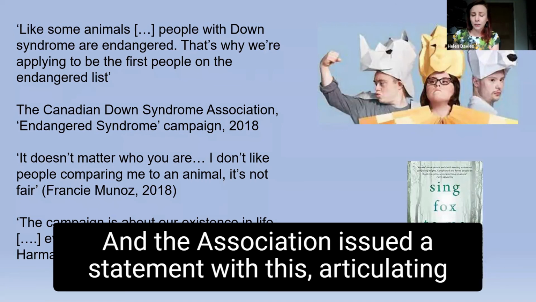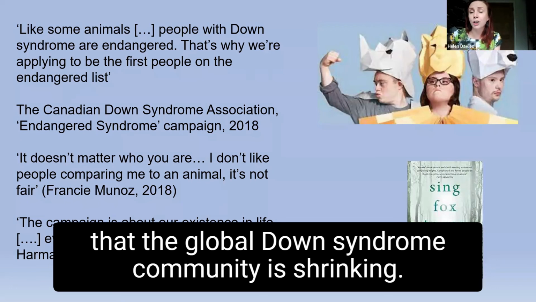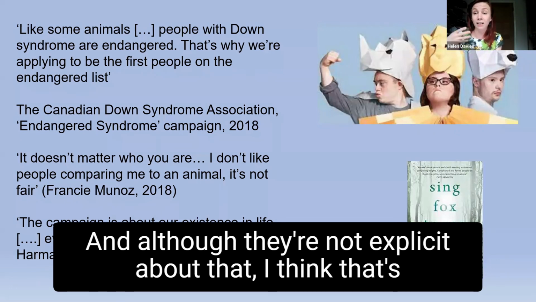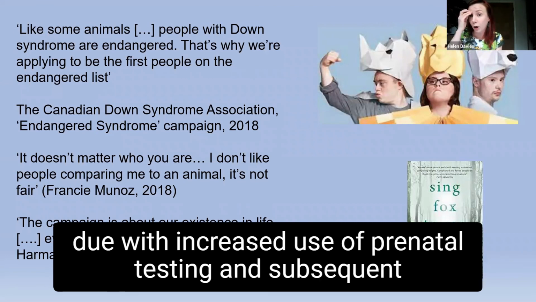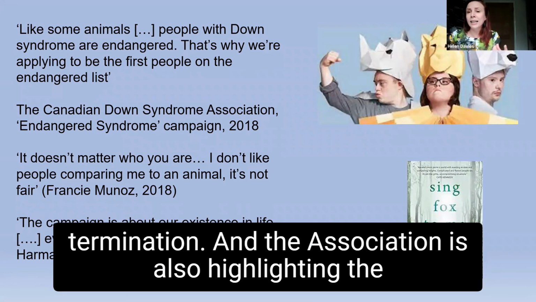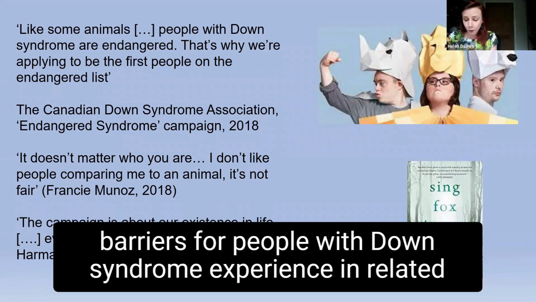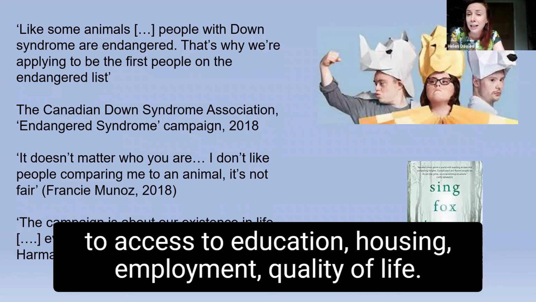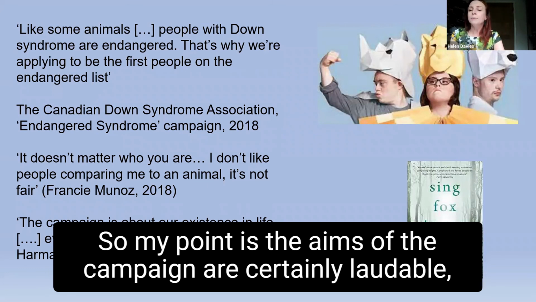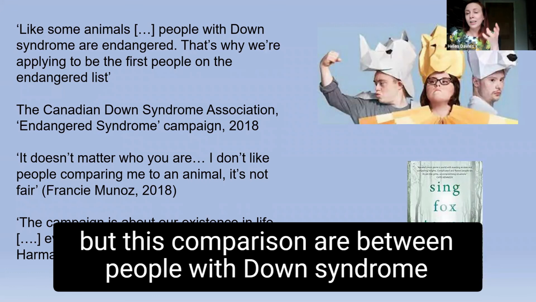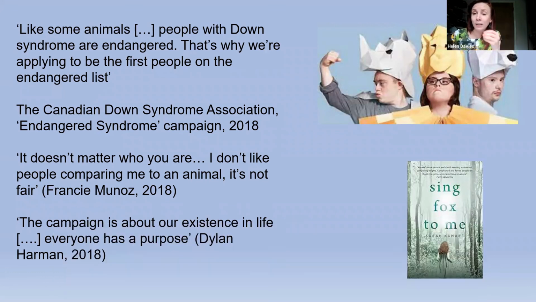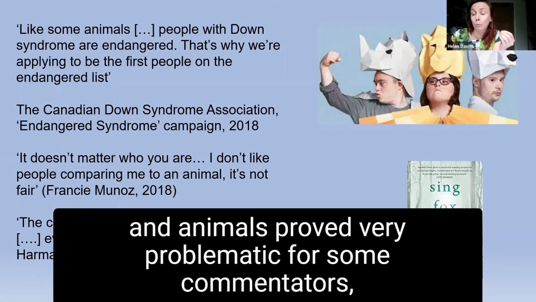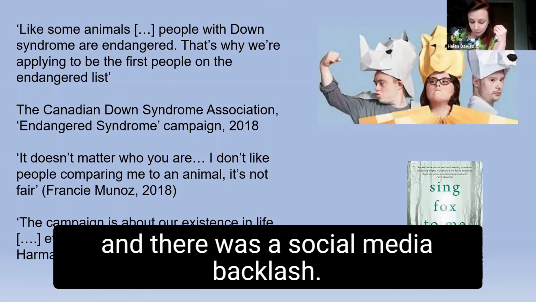And the association issued a statement with this, articulating that the global Down syndrome community is shrinking. Although they're not explicit about that, I think that's to do with increased use of prenatal testing and subsequent termination. The association is also highlighting the barriers that people with Down syndrome experience in relation to access to education, housing, employment, quality of life. So my point is the aims of the campaign are certainly laudable, but this comparison between people with Down syndrome and animals proved very problematic for some commentators, and there was a social media backlash.